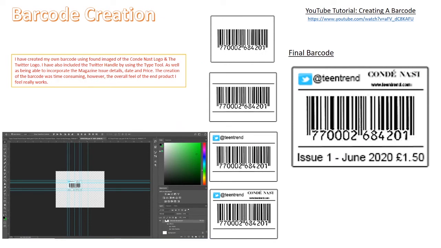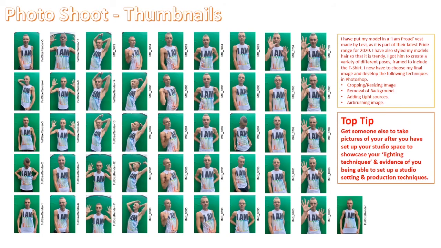So then I set to creating the barcode. I found another YouTube tutorial about how to create a barcode, and then I documented that in different pictorial elements, showing that I progressed them. So I found the Twitter logo, I found the Condé Nast logo because that's who makes Vogue, and I've managed to incorporate it, and again at the end I transferred it to my main canvas and then saved a version of it. Then I thought it was about time to do my photo shoot.